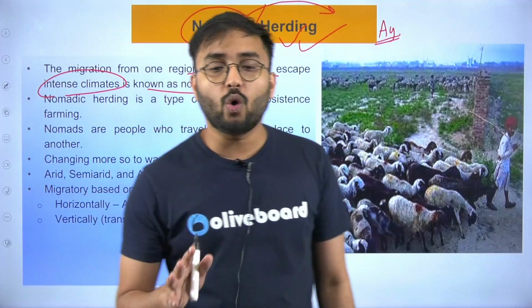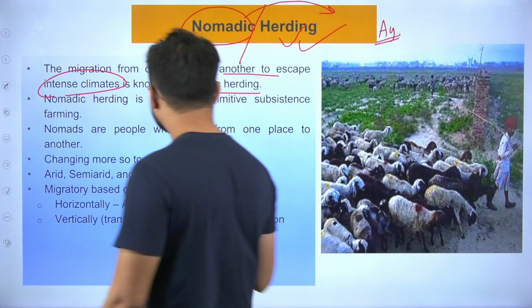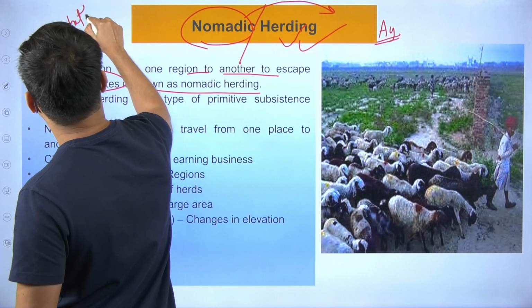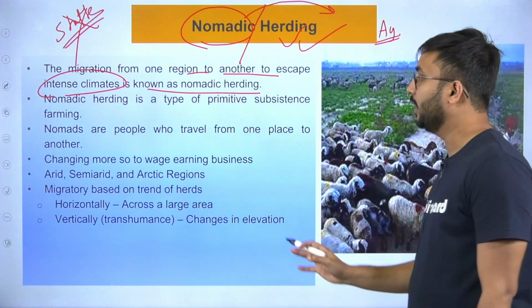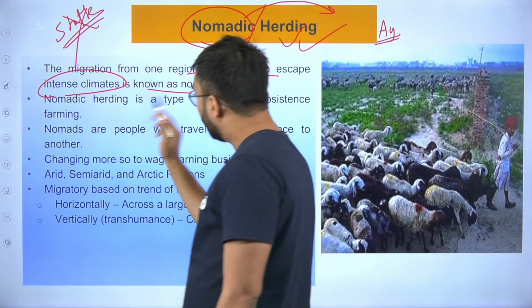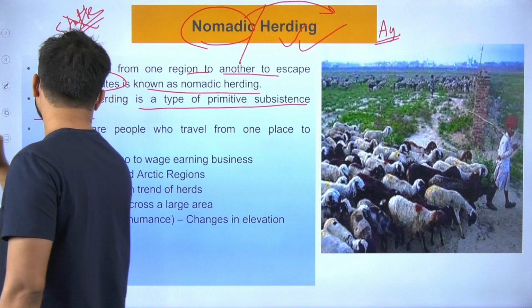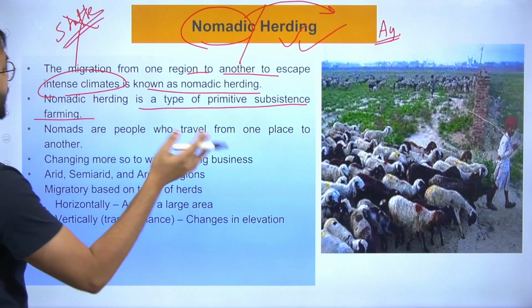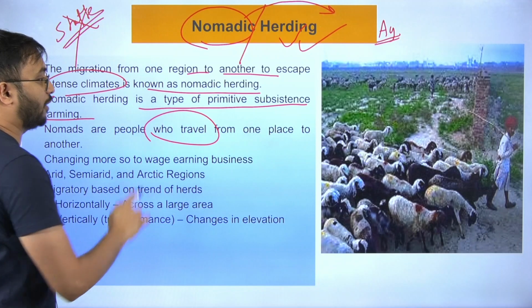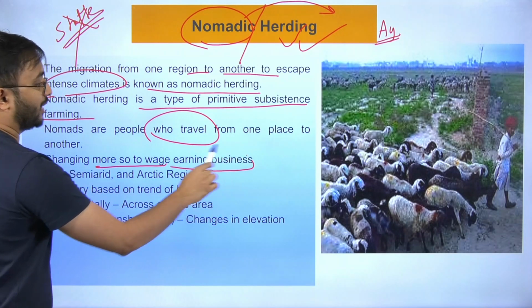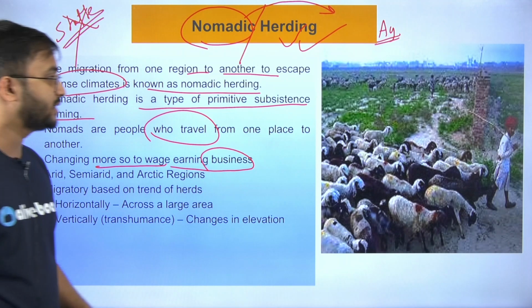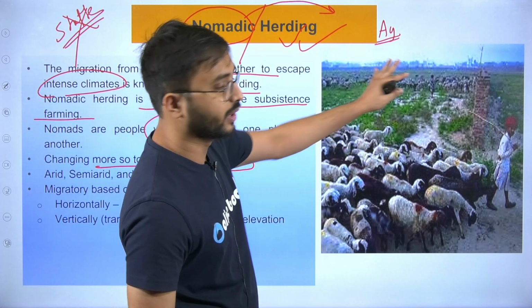Okay, so they don't have any shelter. Fixed shelter is not there, fixed settlement is not there. So they move from one place to other. Nomadic herding is a type of primitive subsistence farming where people move from one place to other. Nomads are people who travel from one place to other, as I told, changing more so to wage earning businesses. So they keep on moving from one place to other.